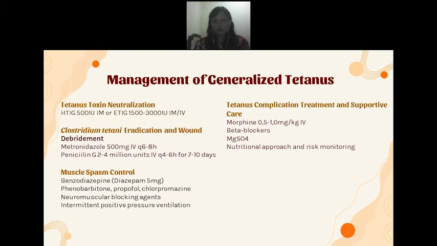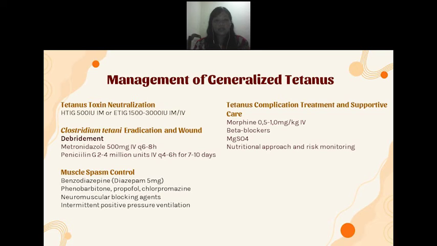Phenobarbital, propofol, and chlorpromazine were also reported to be effective in treating tetanus. For a prolonged period, neuromuscular blocking agents and intermittent positive pressure ventilation are also recommended as a therapy. The last goal is tetanus complication treatment and supportive care.